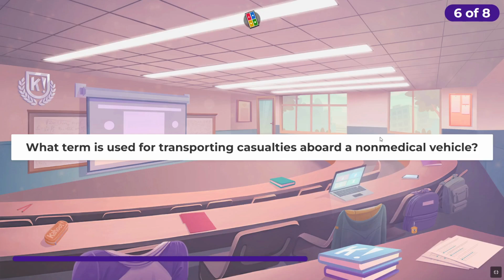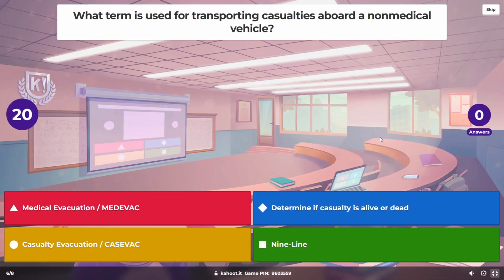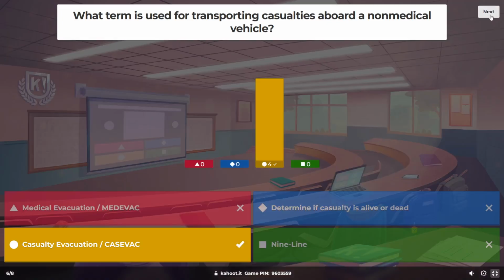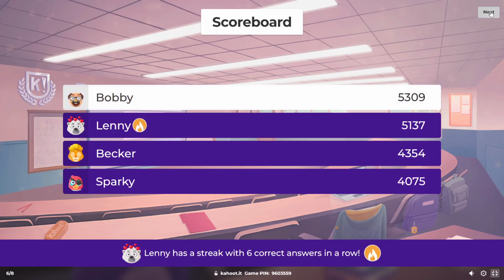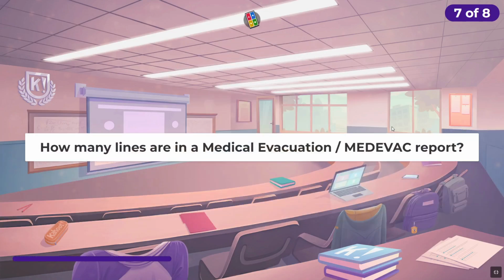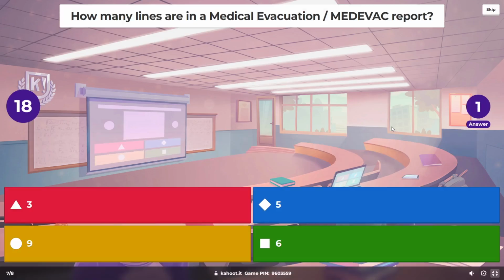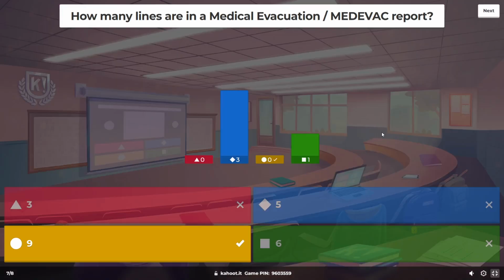What term is used for transporting casualties aboard a non-medical vehicle? Non-medical casevac. How many lines are in a medical evacuation? We didn't talk about this. All right, so we call it 9-line medevac. Yeah, we didn't discuss it. When we do our FTX next week, we'll make you go through the whole thing and have to do all 9 lines.